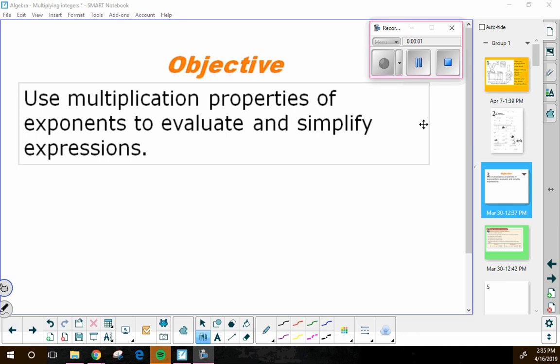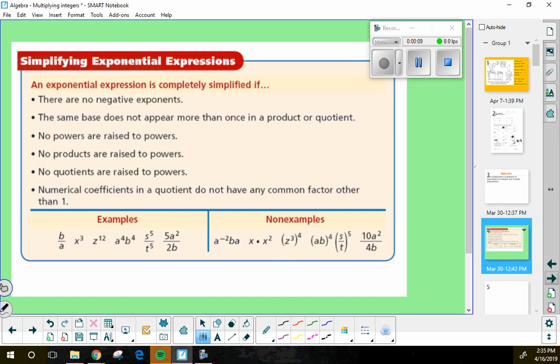Yesterday we learned what to do with negative exponents. Our whole lesson yesterday was on negative exponents. One of the things we learned is that we're not allowed to have negative exponents. We cannot have negative exponents. So there are a couple of other things that we can't have.